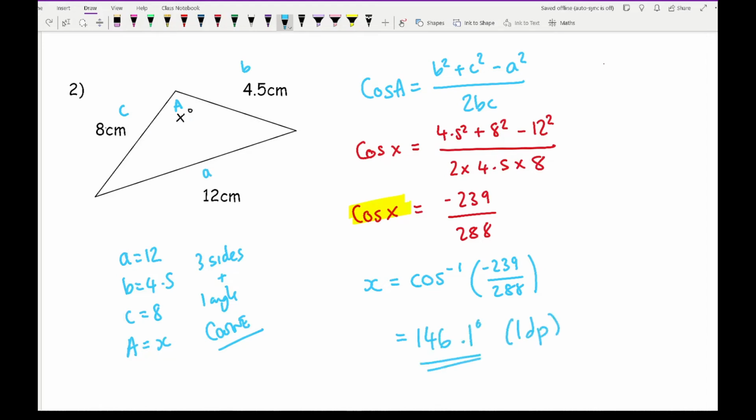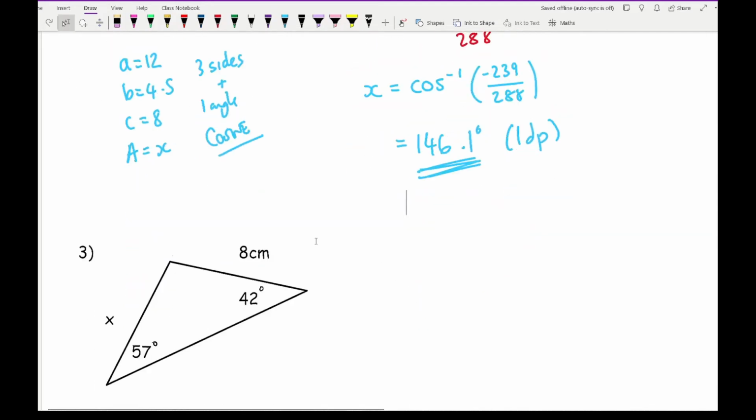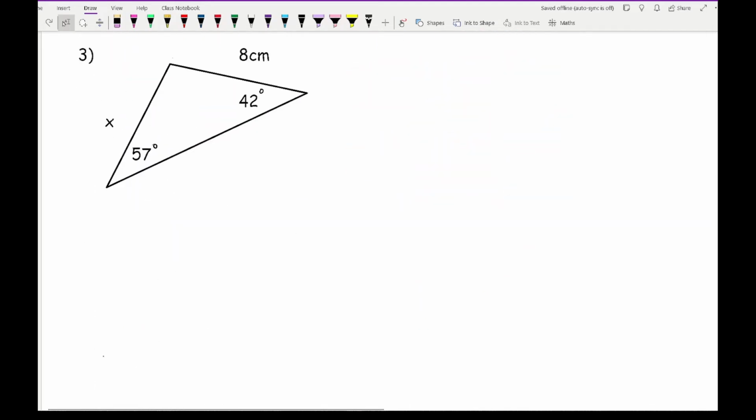Now, does that look correct? Well, yes, even though this diagram is not drawn to scale, this does look like an obtuse angle, and this answer gives an obtuse angle. So therefore, it seems realistic that I haven't made a mistake. Moving on to question 3.